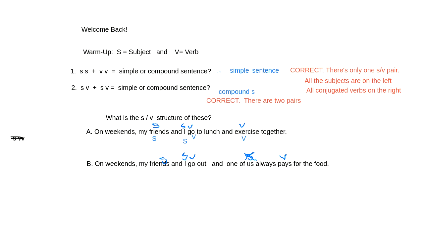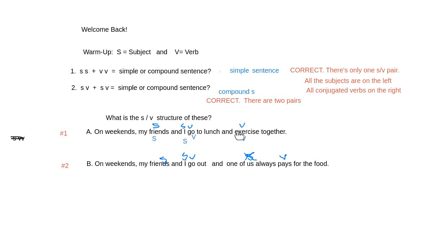Yes. So letter A coincides with number one up here. And letter B is an example of number two. So if you want to see what SSVV looks like, come down to A. We're going to have two subjects, friends and I, and then we're going to have two conjugated verbs, go and exercise. Both of these are conjugated.